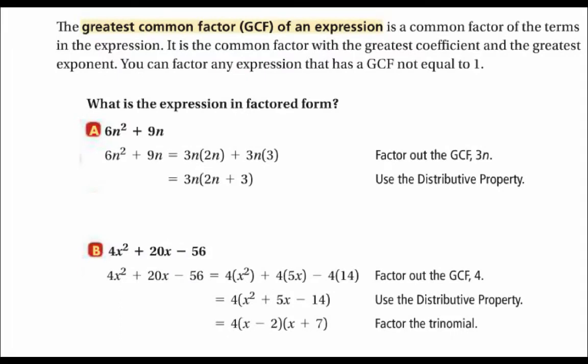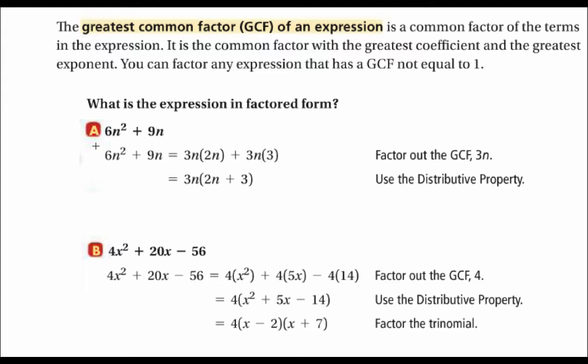All right, another type of factoring that we have to be able to do. Sometimes the factoring that we were just looking at, factoring a trinomial into two binomials, doesn't work because we either don't have a trinomial, or maybe we have to factor out a greatest common factor first before we factor the trinomial. So the greatest common factor of an expression is a common factor of the terms in the expression. It is the common factor with the greatest coefficient and the greatest exponent. You can factor any expression that has a GCF not equal to 1.